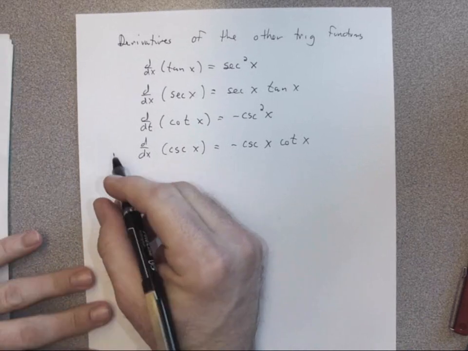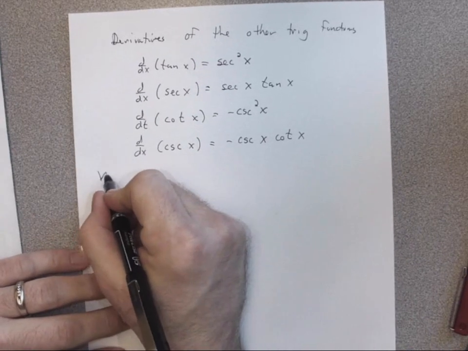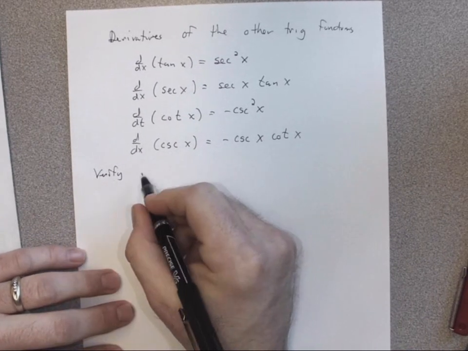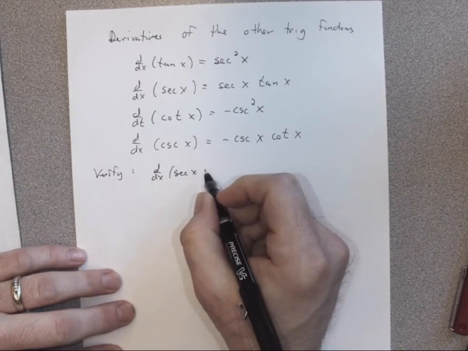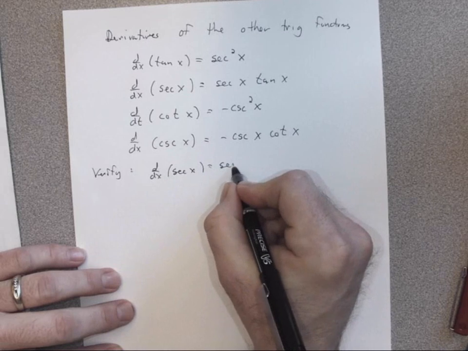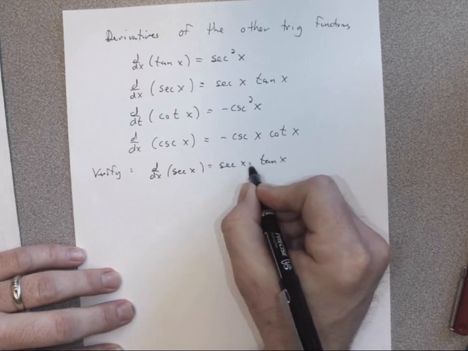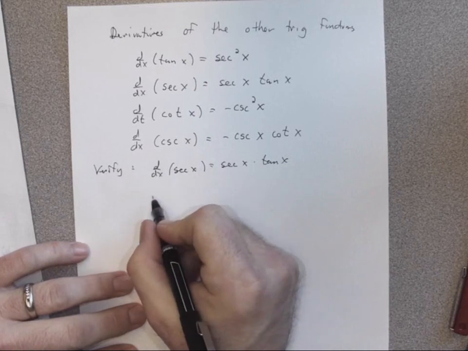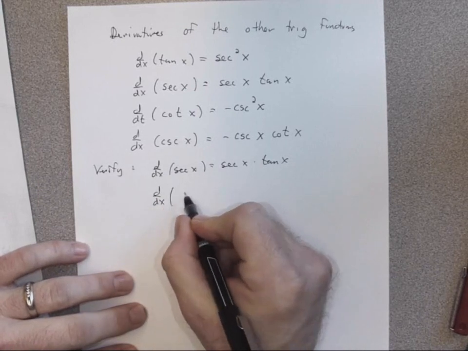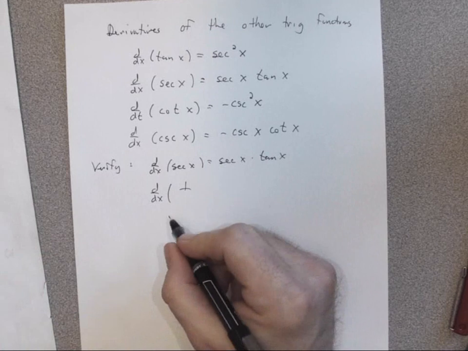So the last one is, let's verify that the derivative with respect to x of the secant of x is equal to the secant of x times the tangent of x. Let me just verify that. So what I know is that this is going to be equal to the derivative with respect to x of 1 over the cosine of x.